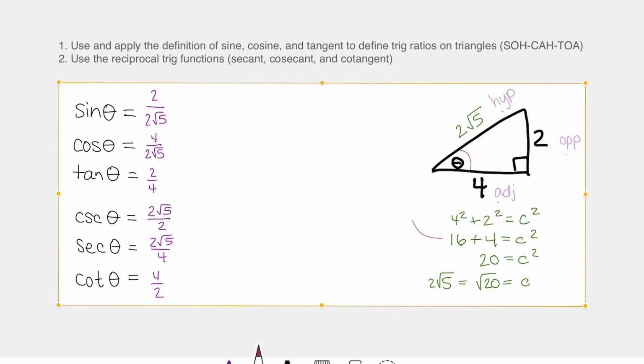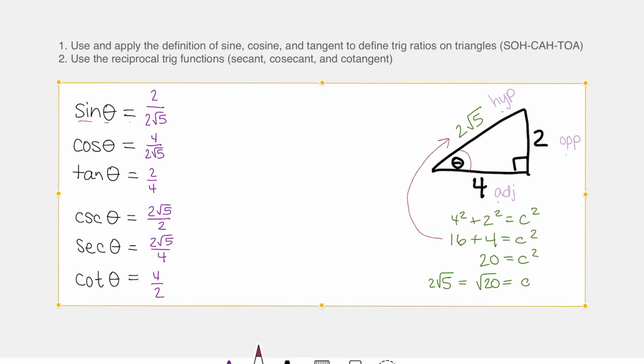I also had to do the Pythagorean theorem because the hypotenuse was not given to me. So I can't just assume that's a 30, 60, 90 or anything. I have to use the Pythagorean theorem. And I've already set up my SOHCAHTOA over here. Make sure you're writing that as sine of theta equals opposite over hypotenuse.